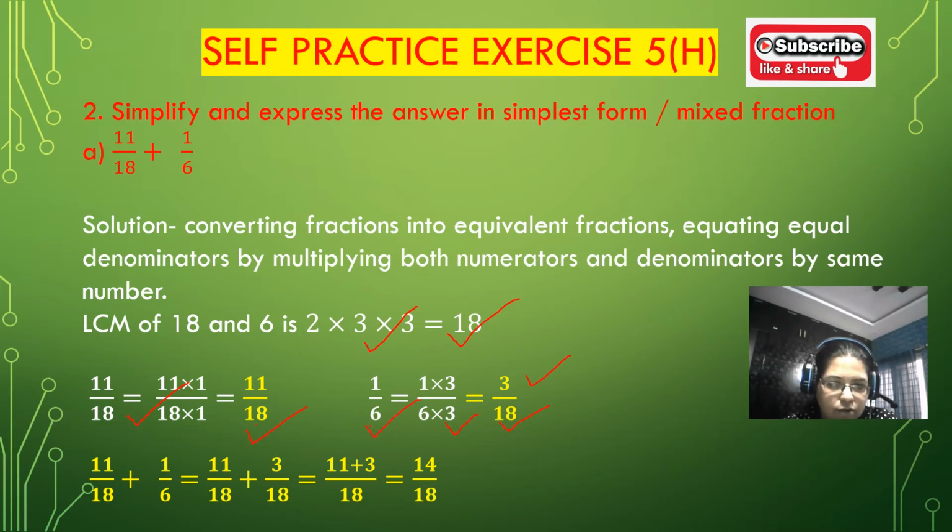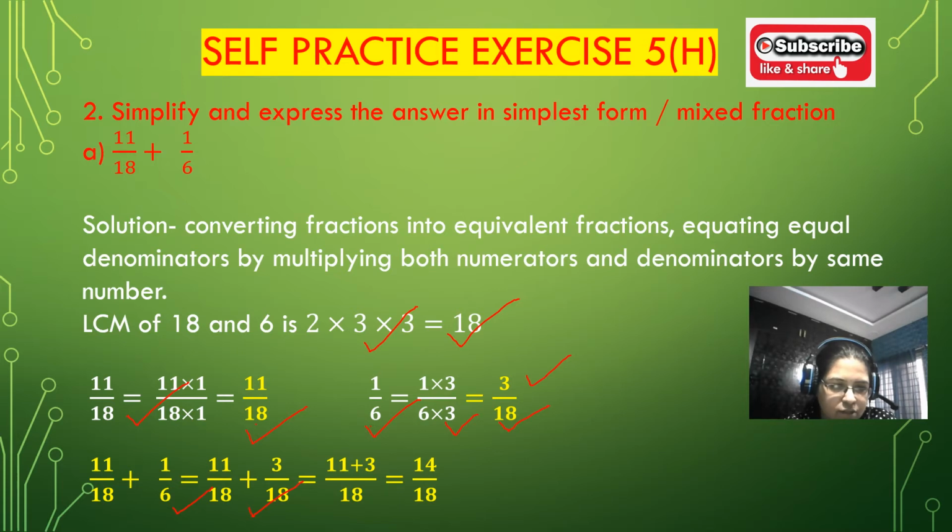Now we get two equivalent fractions, 11 divided by 18 and 3 divided by 18, whose denominators are equal to the LCM of 18 and 6, that is 18. Both have the same denominator, 18. Now we have to add these two fractions, 11 divided by 18 plus 1 divided by 6. 11 divided by 18 is the equivalent fraction of 11 divided by 18, and 3 divided by 18 is the equivalent fraction of 1 divided by 6.